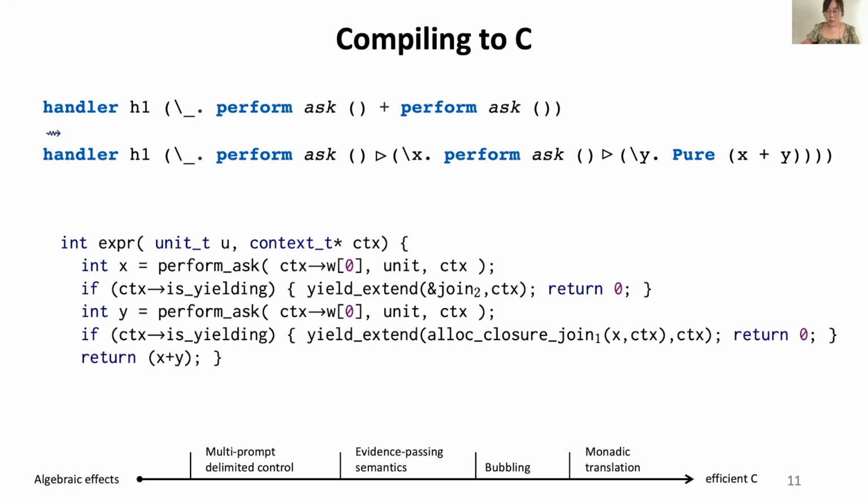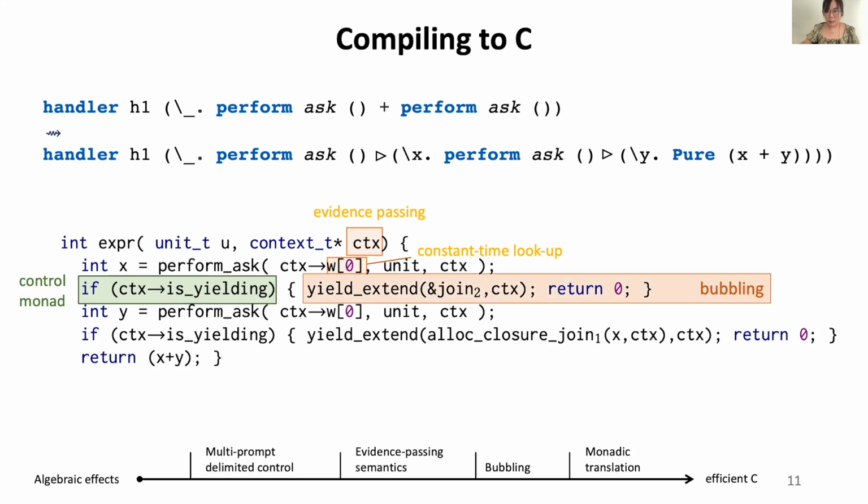This is the C code generated for this expression, and we highlight some key components. This context is the evidence passing part, which stores the current evidence vector. When we perform ask, as in this case, the type is statically known, so we can do a constant time array access to find the handler. We also optimize the representation of the control monad, since in practice, most operations are tail resumptive. We assume most code will not yield. So we always return results normally assuming pure and set a flag to indicate yielding. If yielding, we will perform a yield extend, which implements bubbling.